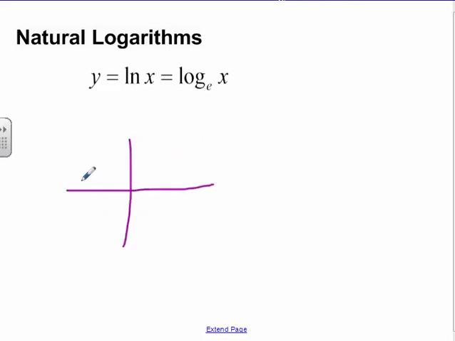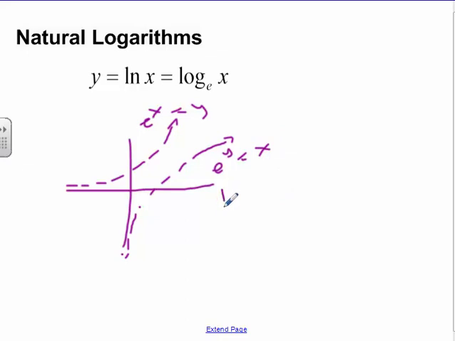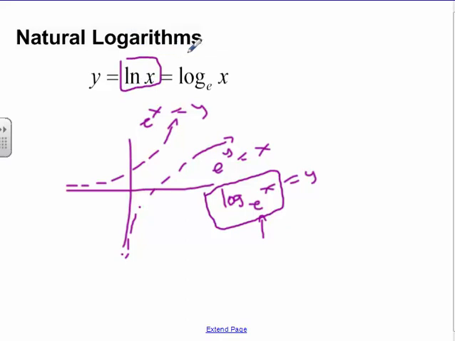Remember how e to the x would look something like this? That would be e to the x. Well, it would have an inverse that would look like this. Now, if the original graph was e to the x, the inverse graph would be e to the y equals x. And we could then put that into log format by calling it log base e of x equals y. But because bases of e are so common, so useful, that rather than calling it log base e and having to change that number to an e every time, we gave it a brand new name and called it ln, a natural logarithm.